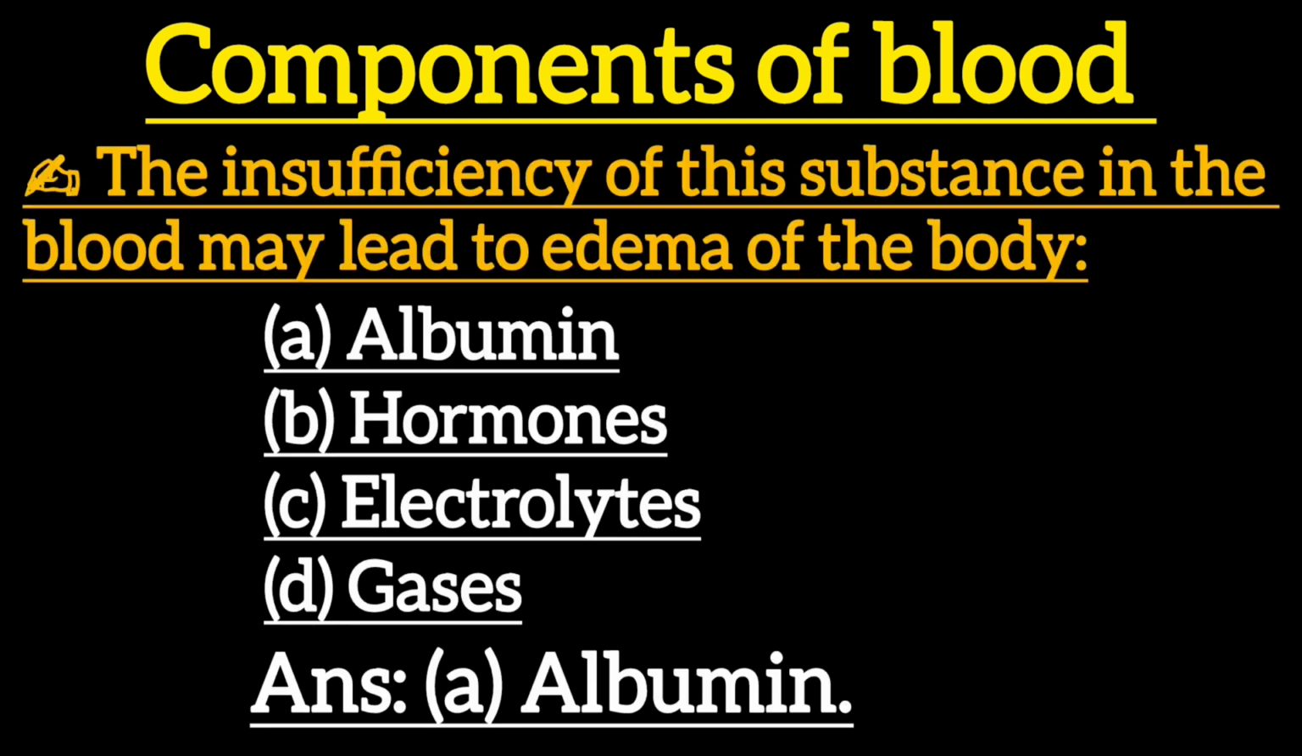Next one is the insufficiency of this substance in the blood may lead to edema of the body. Option A albumin, option B hormones, option C electrolytes, option D gases. Correct answer is option A albumin.